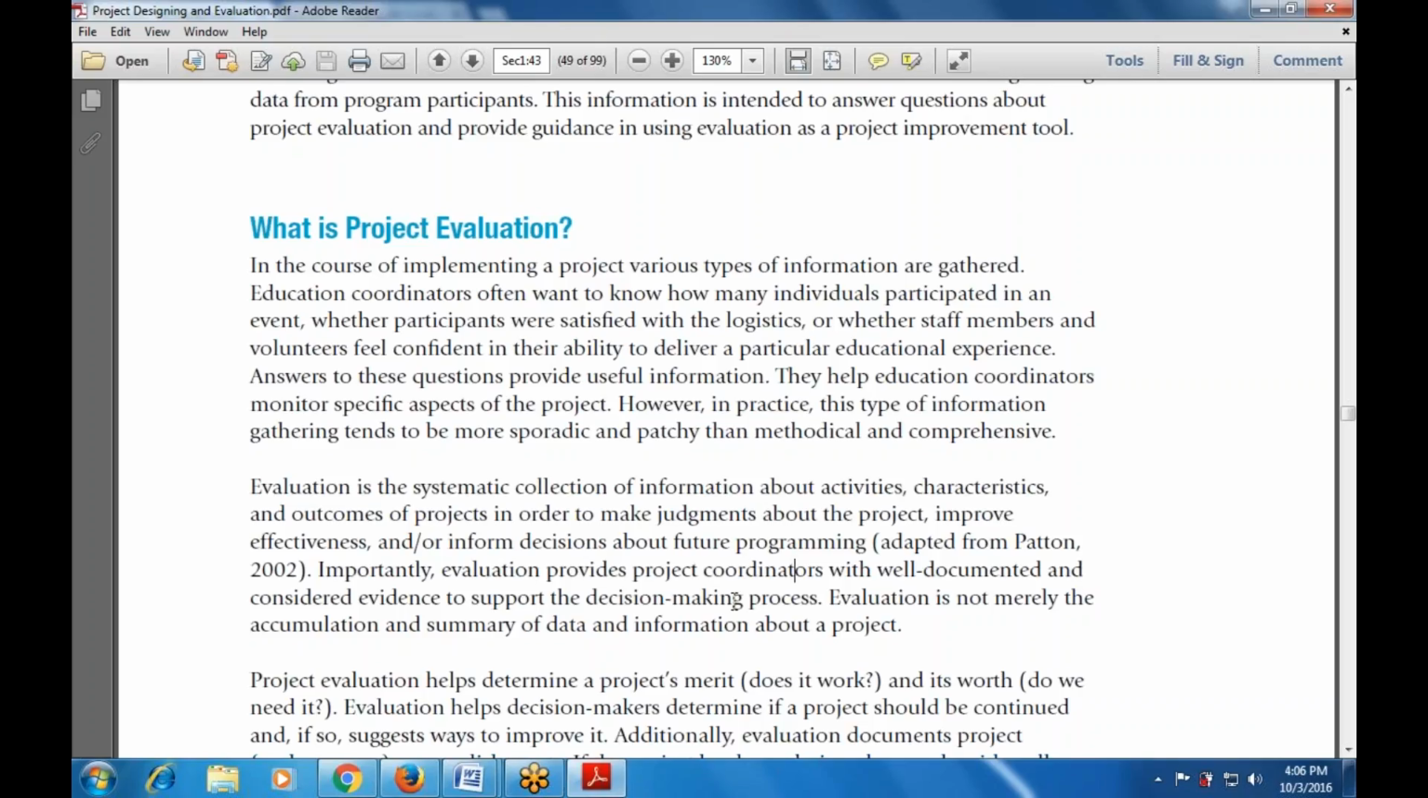Importantly, evaluation provides project coordinators with well-documented and considered evidence to support the decision-making process. That means a well-documented procedure to guide and support decision-making. And that is not merely the accumulation and summary of the data about a project.